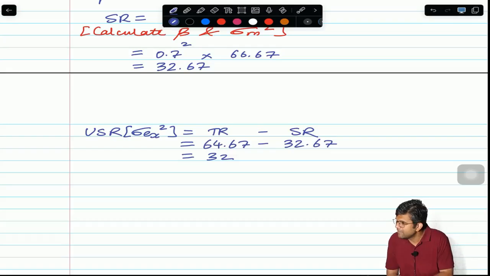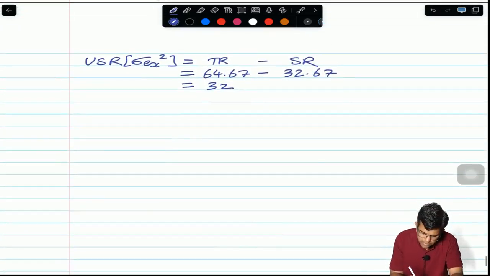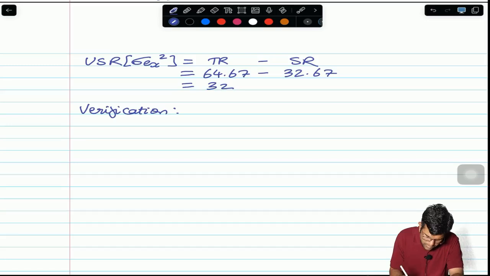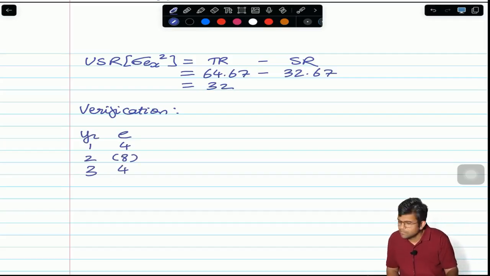But we will never be asked to calculate E and all that. You understand what I am trying to say? Just know that the value given is the error coefficient sigma. Everyone clear? Just for general knowledge, I'll do a verification. Years 1, 2, 3. You remember you had these error coefficients last lecture.